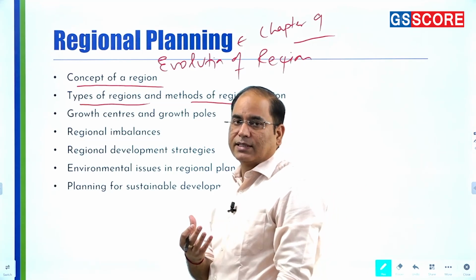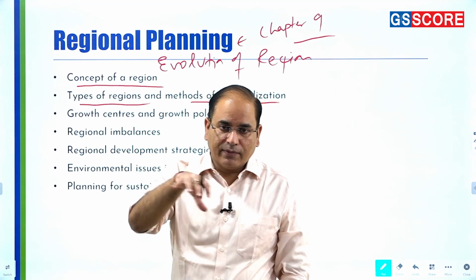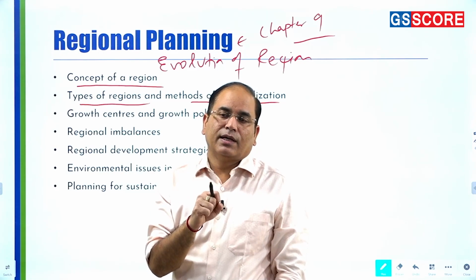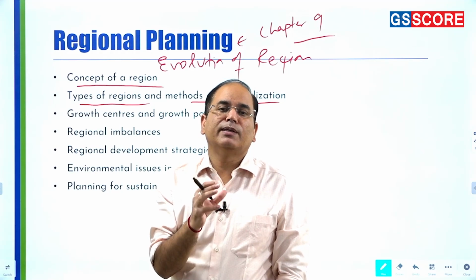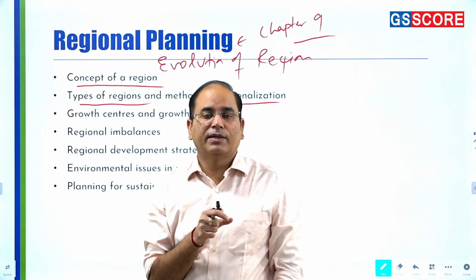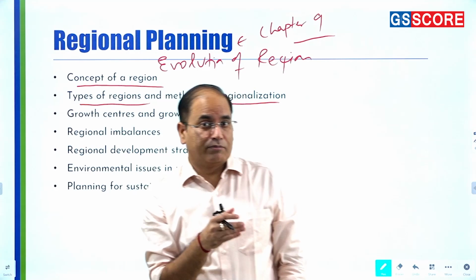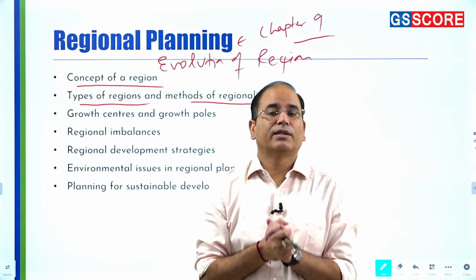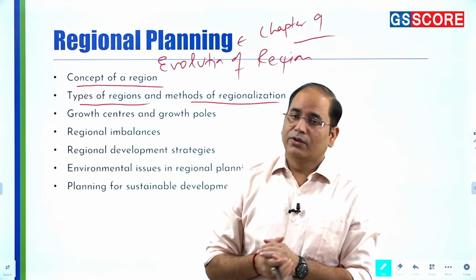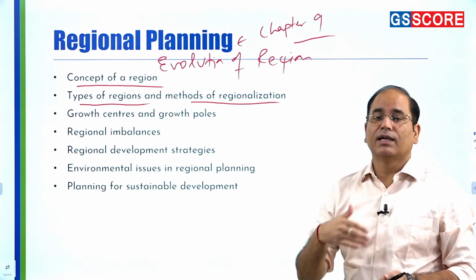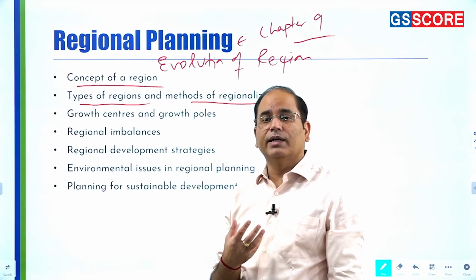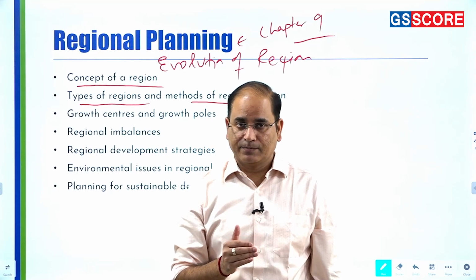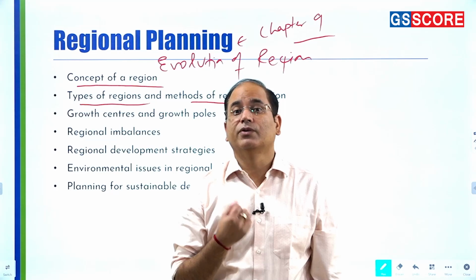Then the model of region: we are dividing the world into different regions, and what utility this region has in economic development is highlighted by two important regional models that have been proposed. One regional model is Perroux's model, the other is Boudeville's model. Perroux and Boudeville have come out with the regional model, and this mainly talks about what development approach to follow. In a way you can say these are development theories.